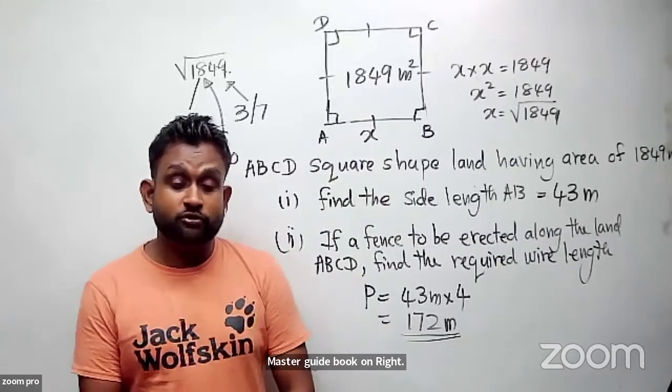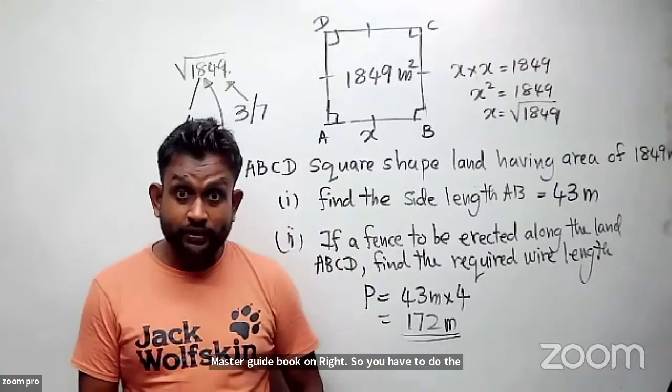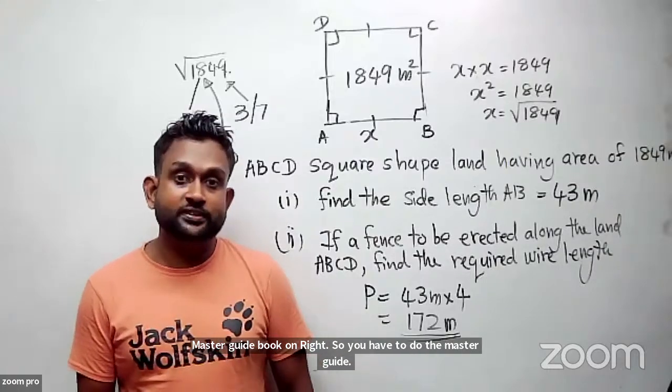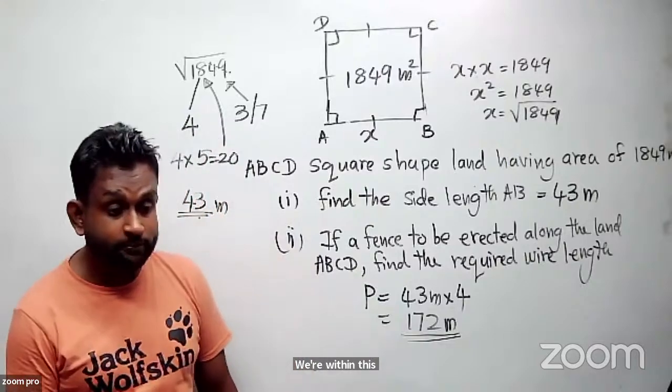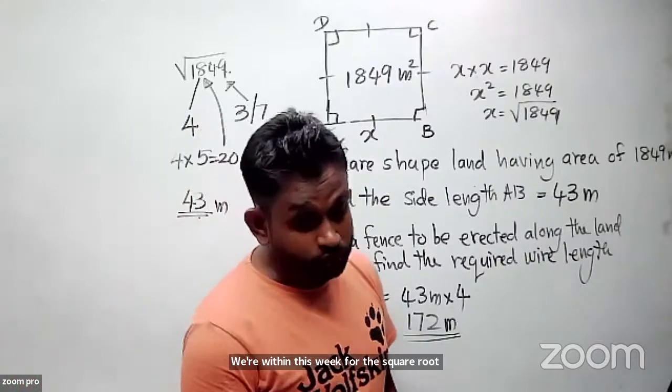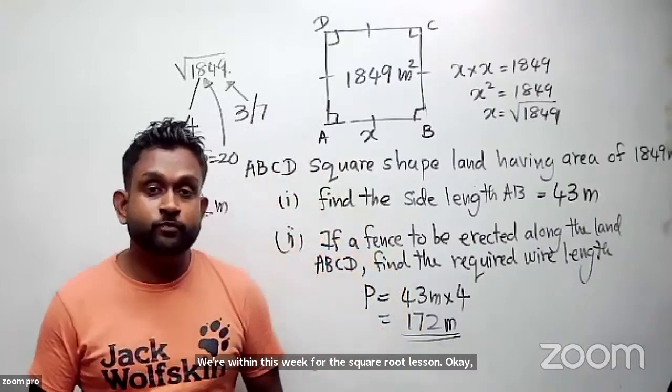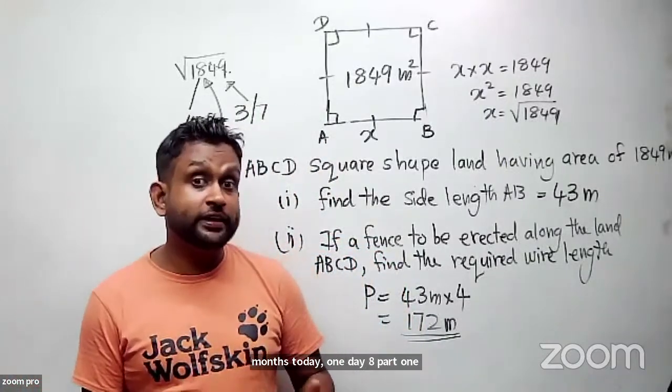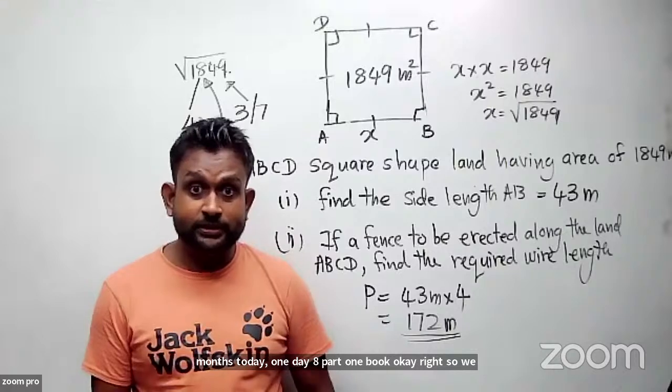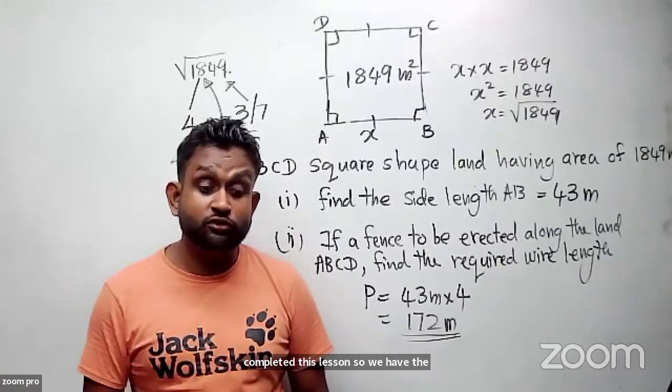So you have to do the master guide works within this week for the square root lessons. Master guide grade 8, part 1 book. Okay, right. So we completed this lesson. We have the balance lessons. We will continue next week.